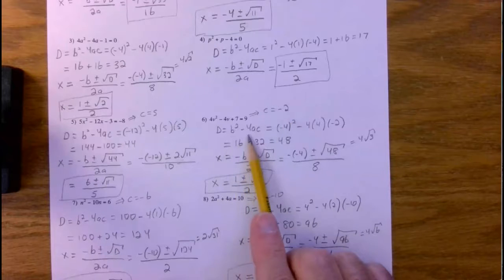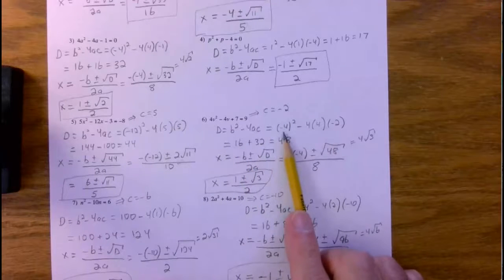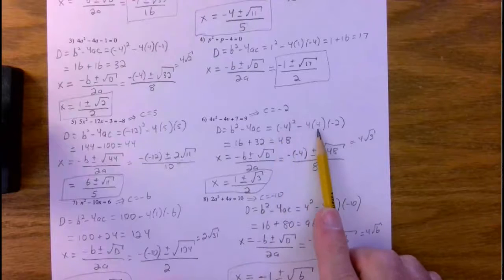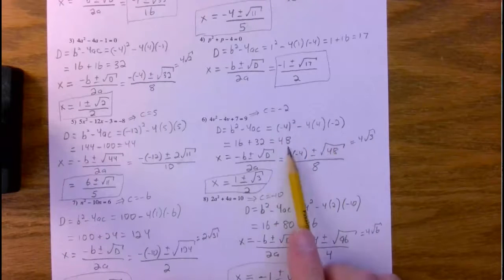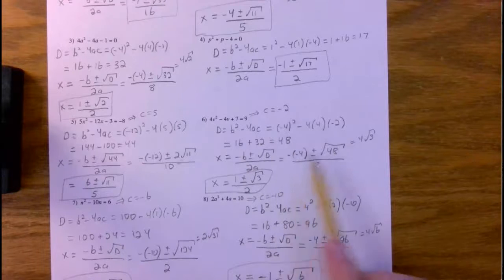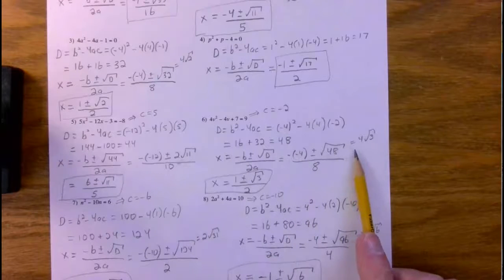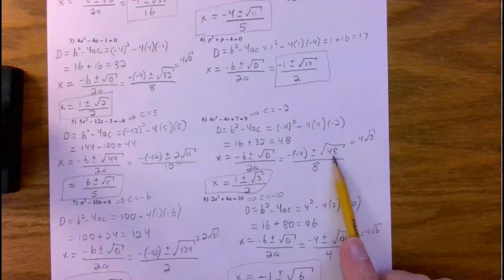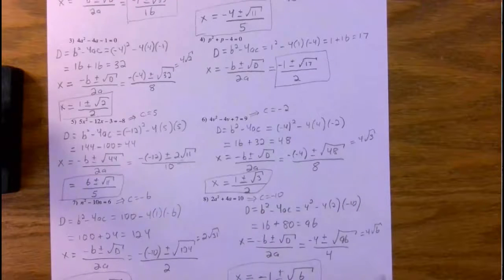So I plug it in to find the discriminant right here. I plugged it in right here. And this is b squared. That's 4ac right there. Subtract 4ac. And with 48, the square root of 48 is 4 times the square root of 3, because 48 is 16 times 3. Simplify it, and this is what I got right here.